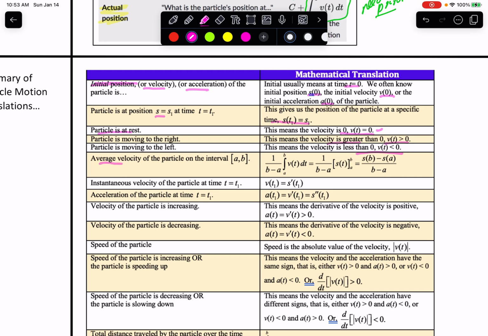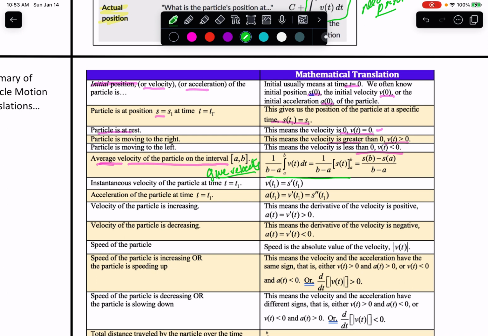Average velocity, so it's the average velocity of the particle. Okay, now look, there are 2 different things here. If you're given velocity and they ask you for the average velocity, then it's the average value, which is this.